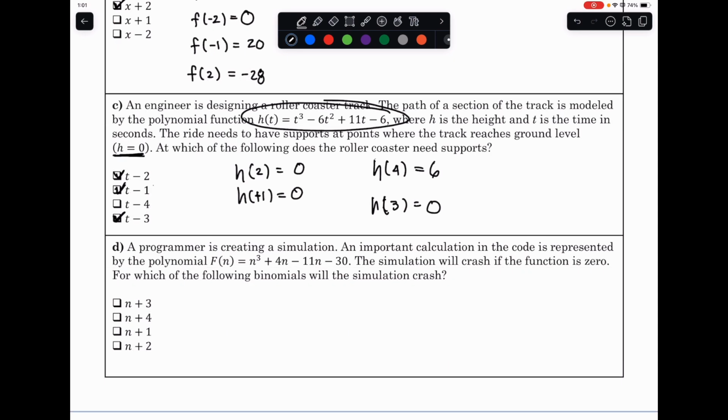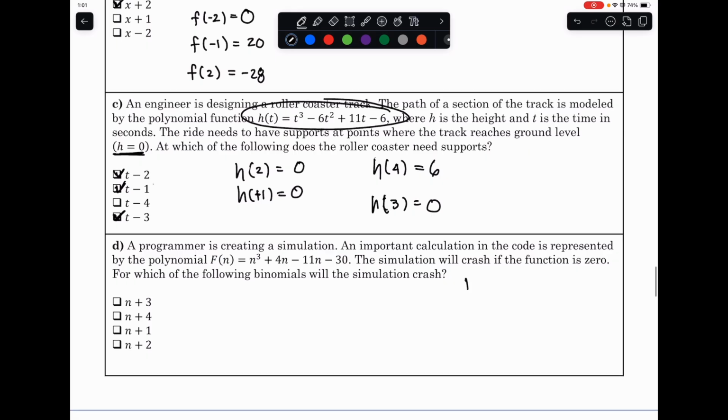And let's look at the last example. I have a programmer creating a simulation, and an important calculation in the code is represented by this polynomial. Now the simulation will crash if the function is 0. So if this thing is equal to 0, which of the following binomials will make the simulation crash? Equivalently, since we're trying to see what makes f of n equal to 0, we're trying to determine which of these are going to be factors to this function f.